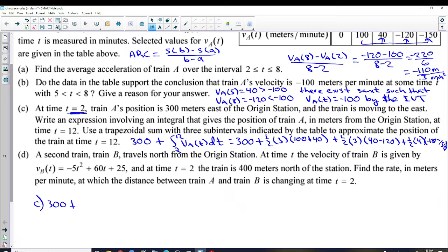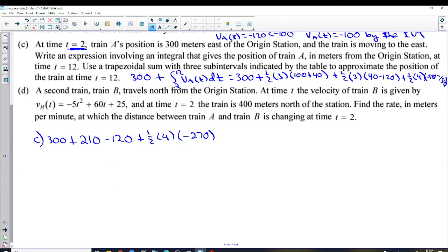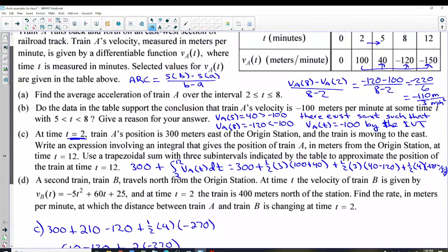So we have 300 plus, half of 140 is 70. 70 times 3 is 210. Negative 80, half of negative 80 is negative 40, so I'm looking at minus 120. Oh boy, I can't even read my own handwriting here. Times 4 times negative 270. So we got some work to do here. 2 times negative 270, how about we do it like that? 390 minus 540, negative 150. Got it, eventually. Negative 150 what? Negative 150 meters.